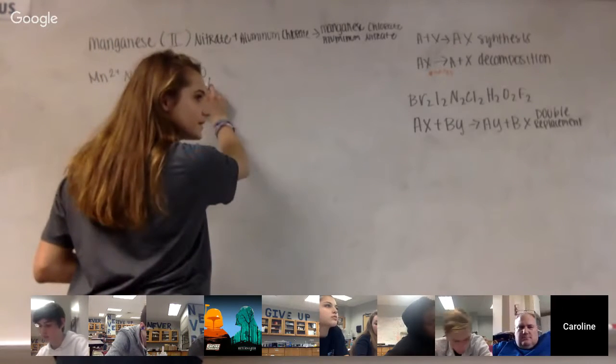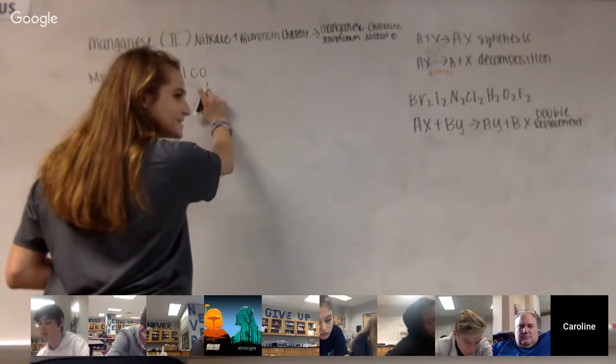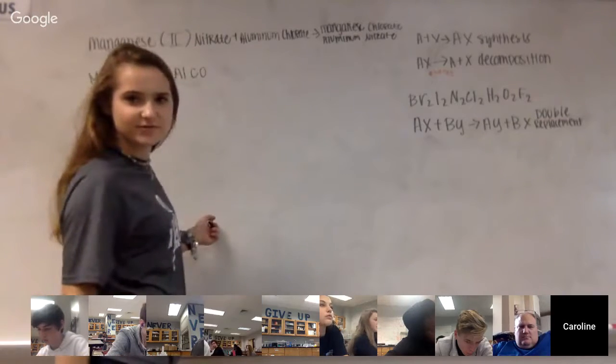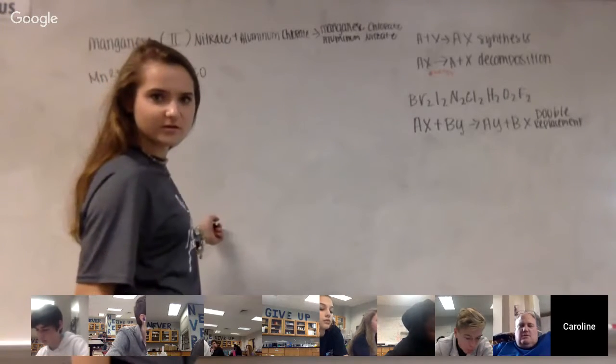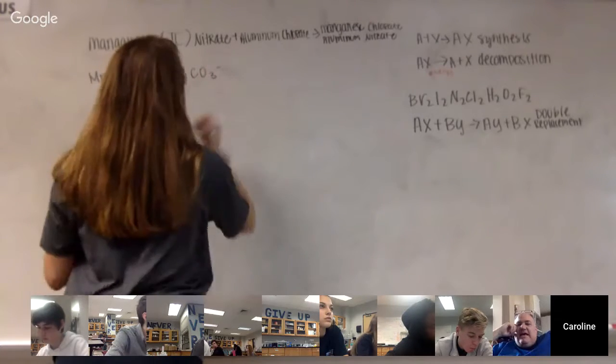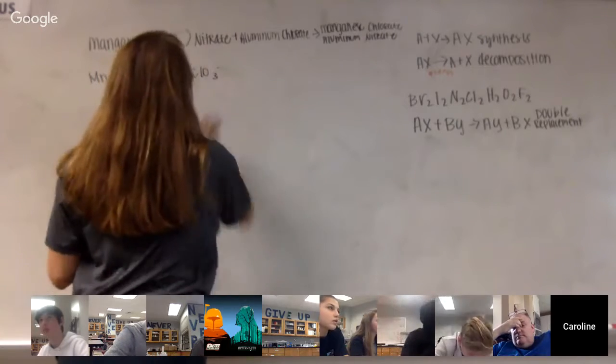Wait, what's the ionic formula for chlorate? Chlorate? It's ClO2. Is it right? Wait, is it C? What's the ionic formula? Chlorate is ClO3 minus. ClO3. You forgot the L. You wrote carbon.